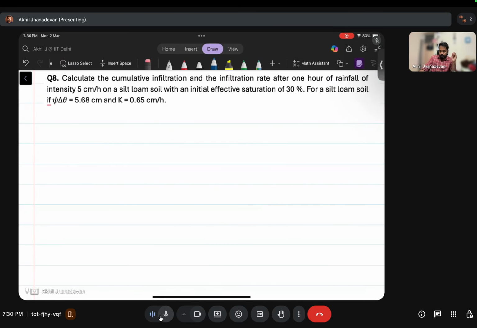So Fp, the depth, we have to calculate, and the infiltration rate, small f, also. Both we have to calculate after 1 hour of rainfall. Time is equal to 1 hour, intensity is 5 centimeter per hour. Same silty loam soil, the values are the same. Delta theta is 5.6 and K is 0.65, with an effective saturation of 30% for silty loam.